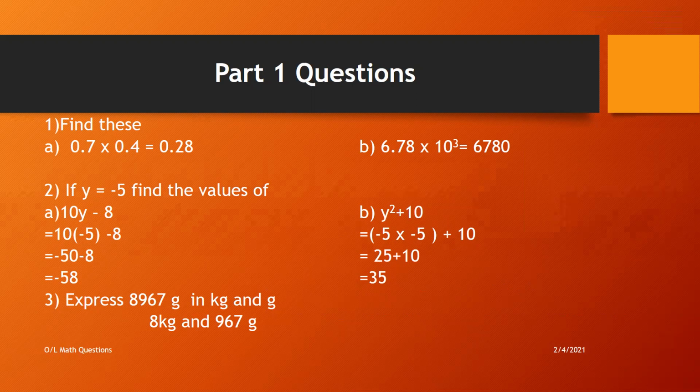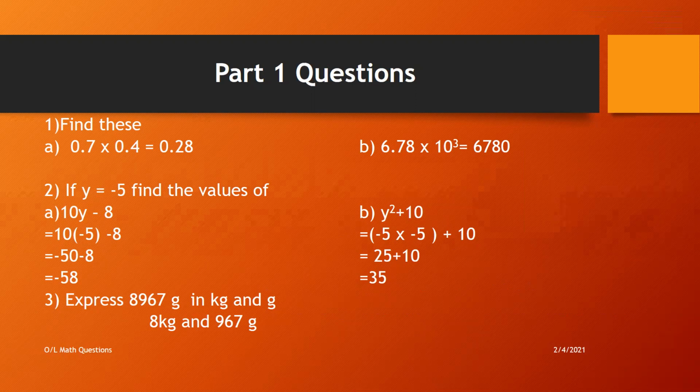Second question, if y equals negative 5, find the values of a part 10y minus 8. Now here, instead of y, you have to take negative 5. So then 10 times negative 5 minus 8. 10 times negative 5 is negative 50, negative 8. When the signs are same, you can add and keep the same sign. Then your answer is negative 58.